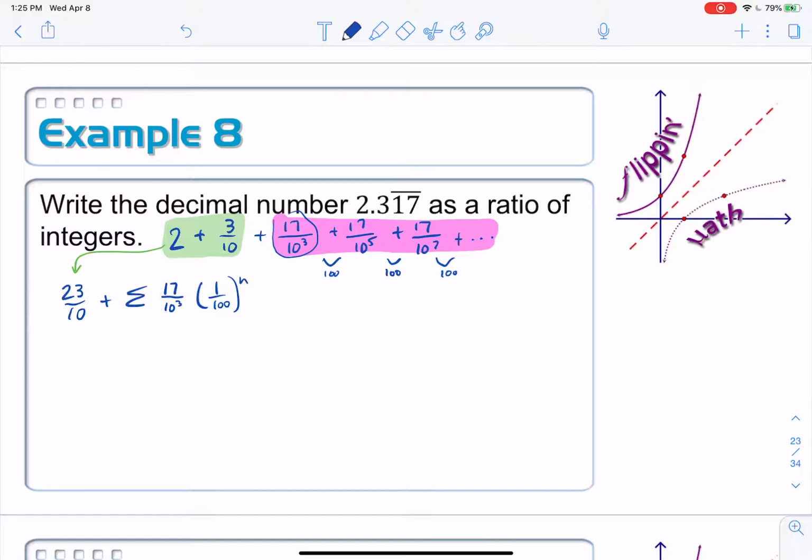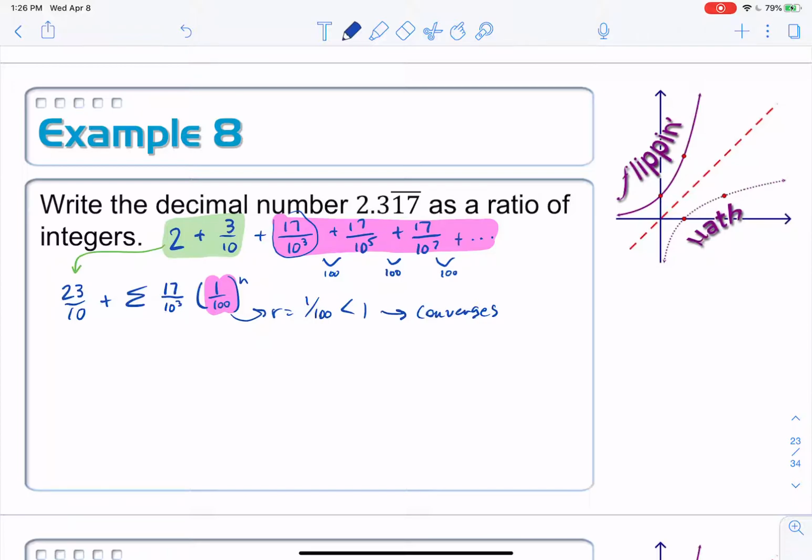Okay, now look at our common ratio here. Our common ratio, r, is equal to 1 over 100, which is absolutely less than 1, which means that this one converges. Not only does it converge, we have a sum to figure out what it converges to. And that sum is going to help me finish off this problem and rewrite this whole thing as one complete fraction.